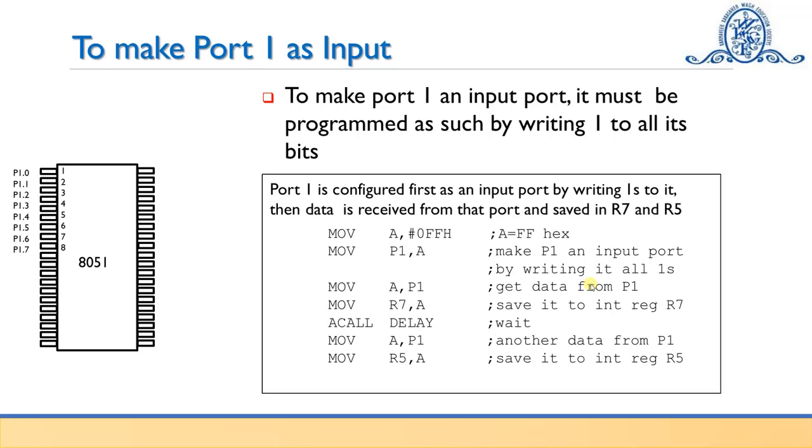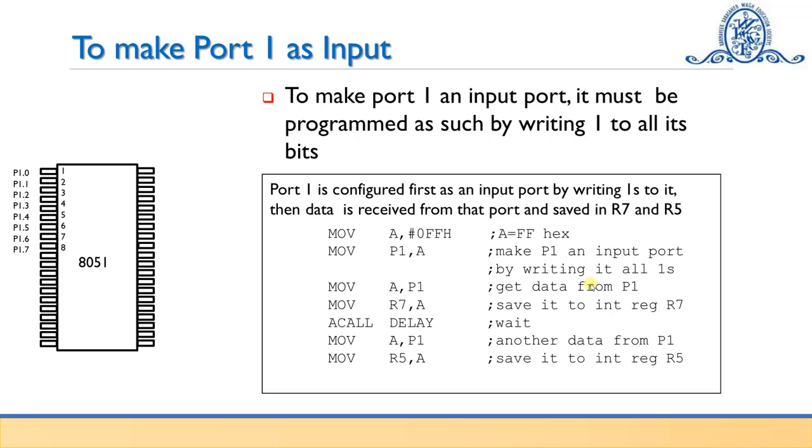It must be programmed in such a way that I write 1 to all its bits. This is a simple program segment which is doing that. In program 1, port 1 is configured first as an input port, and then the data available on the pins is read and saved, in this case in registers R7 and R5. Initially all ones are written in A. So 0FFH is loaded in the accumulator, and then the accumulator contents are transferred to port 1, so that it is now configured as the input port.